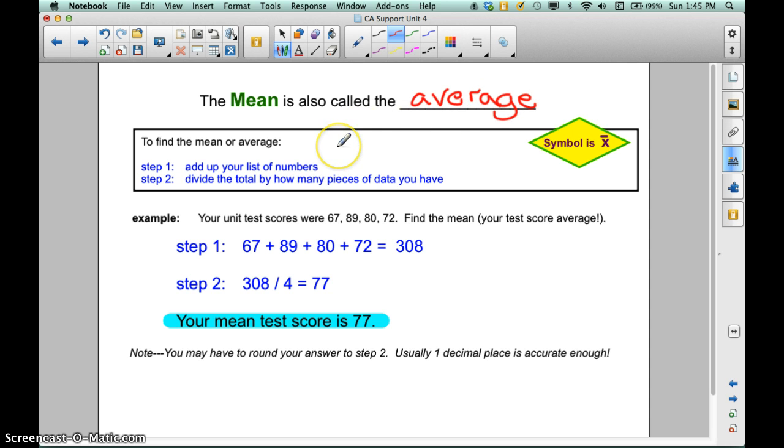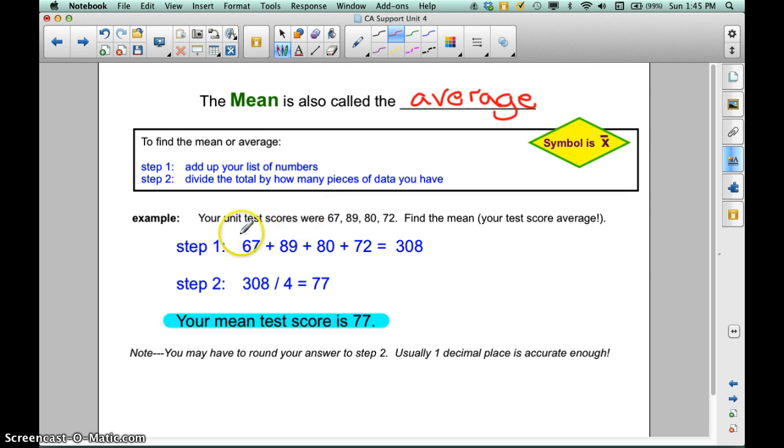To find the mean, or the average, the first step is to add up your list of numbers, and then divide that total that you got by however many pieces of data you have in your list. Let's look at an example. If you have test scores that were 67, 89, 80, and 72, the question is find the mean. What they're asking you for is to find your test score average.